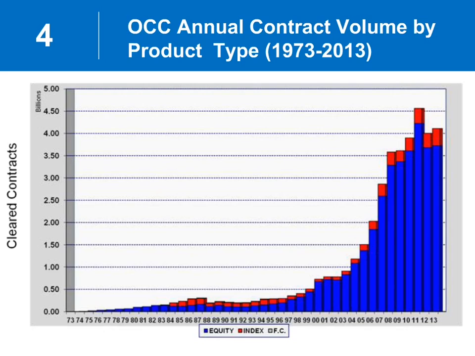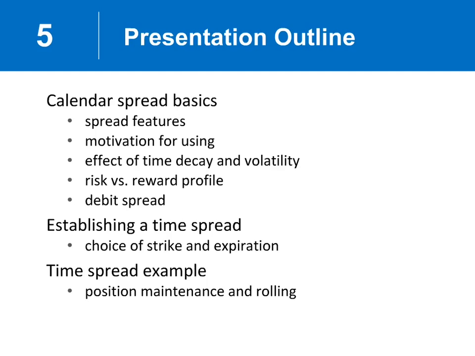Basically, moving through slide 5 is our presentation, our outline. We'll be reviewing calendar spreads and talking about the different features of calendar spreads, motivations, the effect of time and volatility, and risk-reward profiles. Then we'll review the fact that these are debit spreads, how to establish them, and of course we'll walk through some examples as well.